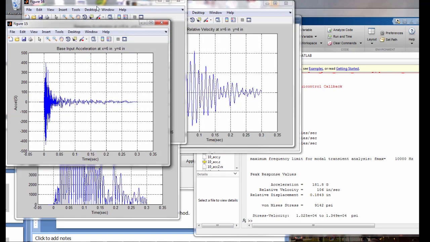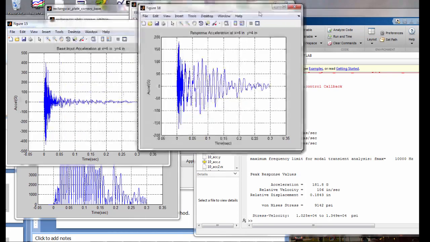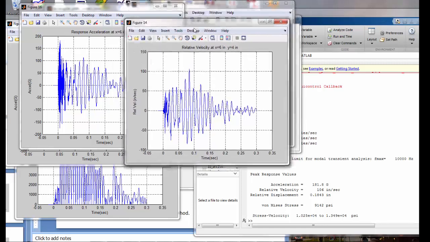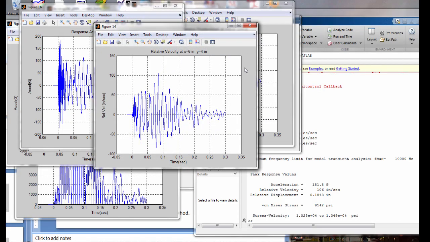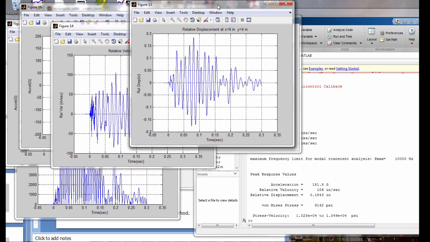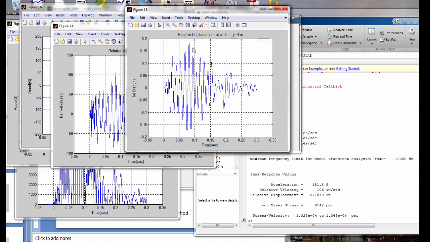Here's our base input. We've seen that before a couple times. Base input acceleration. We have our response acceleration, our relative velocity, inches per second, versus time in seconds. As we get to relative velocity, you can see there's still a little bit of effect of the high frequency modes, but mostly it's that mode at 76 Hertz responding. And as we go to relative displacement, you can see the 76 Hertz fundamental mode clearly dominates the response.